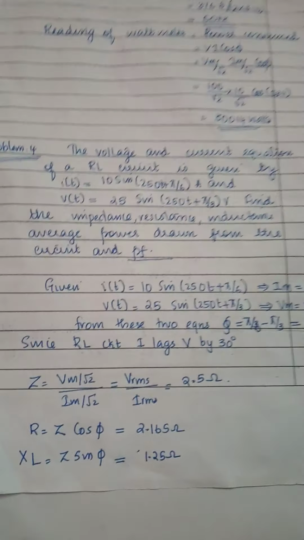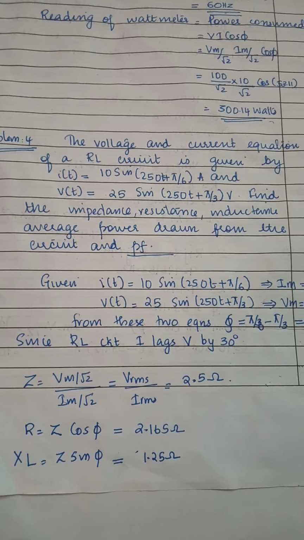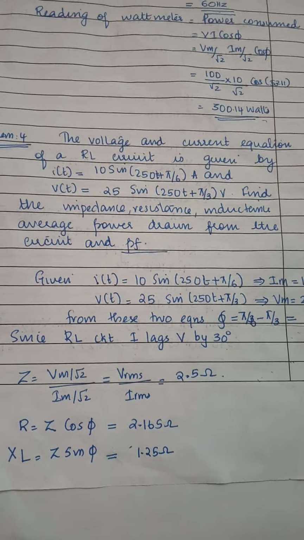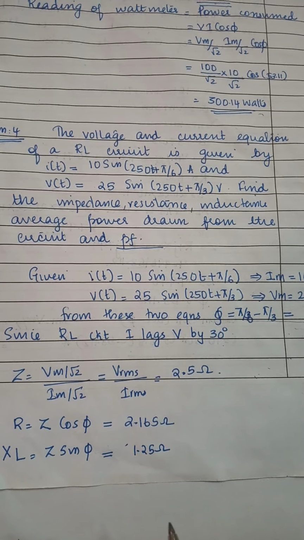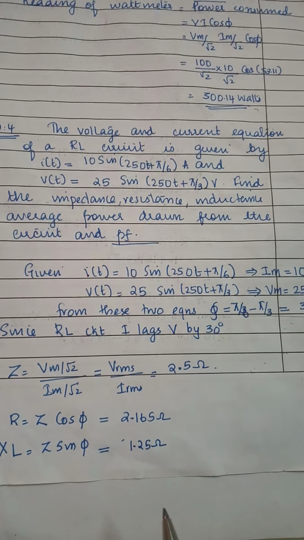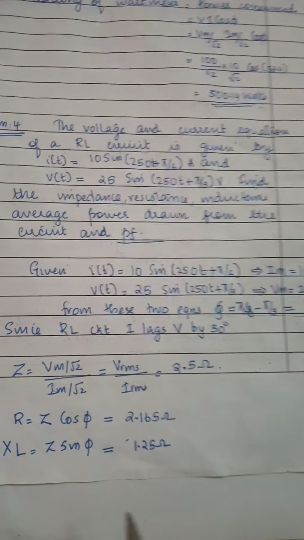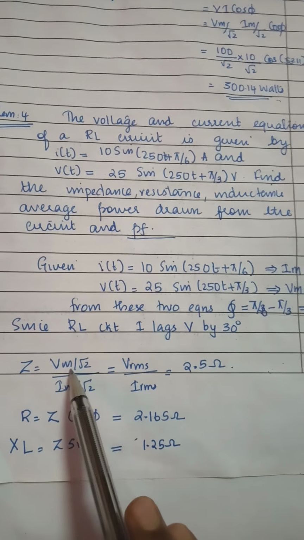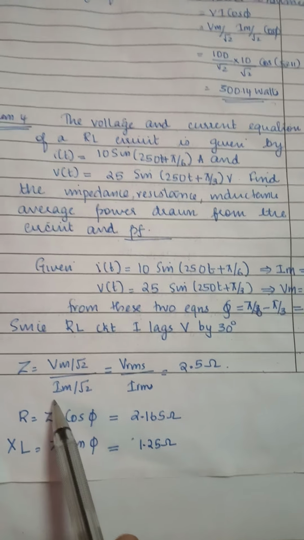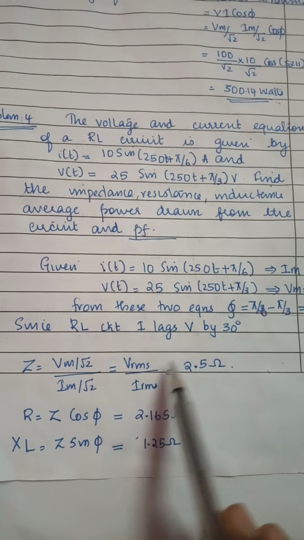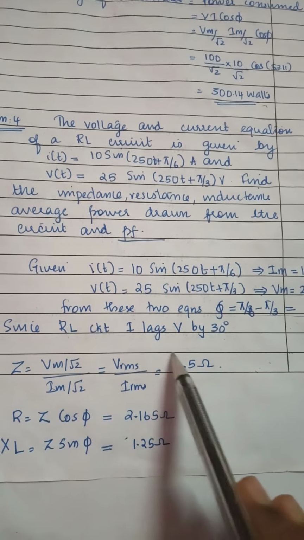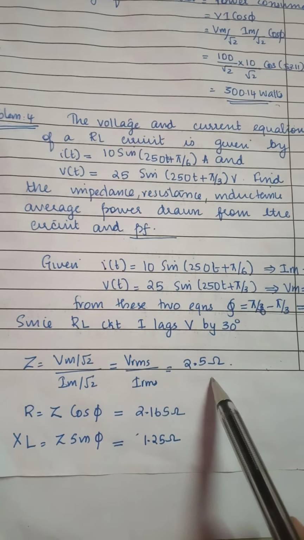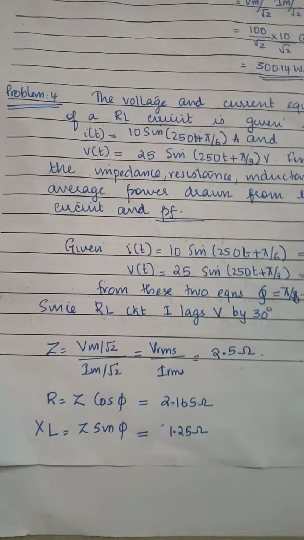Okay. First, we have to find out impedance Z. We know impedance is the effective resistance of the circuit. In an RL circuit, that is the effective resistance. That is, impedance is given by resistance and inductance. That can be found out by V by I. Here, Vm by root 2 is V, VRMS. Im by root 2 is IRMS. So, we know Vm, Im. So, that is 2.5.